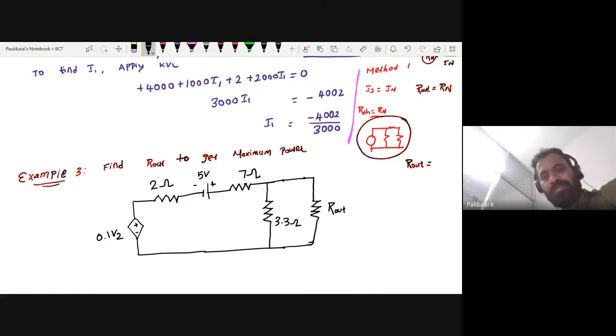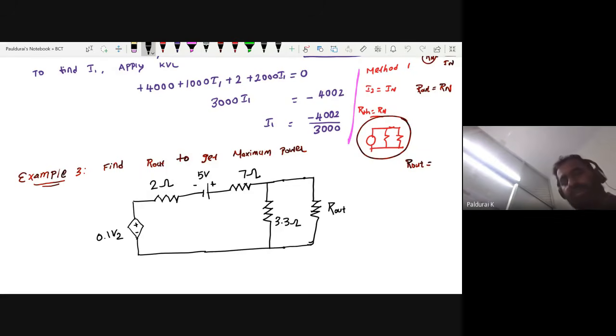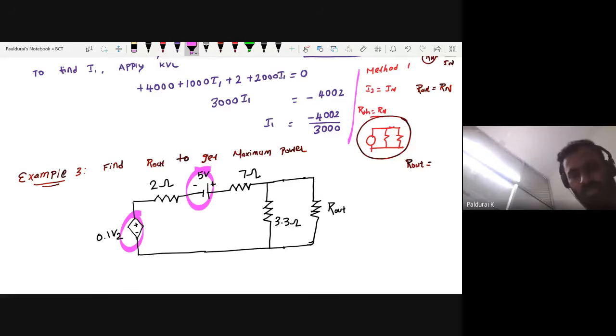Take this. They are asking R out, but you know how to calculate R out. But this is case 2: at least one dependent source, one dependent source with one independent source. So it belongs to case 2. So at that time you have to follow method 2.